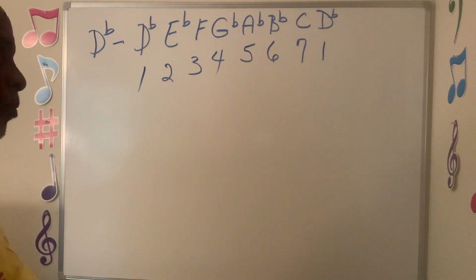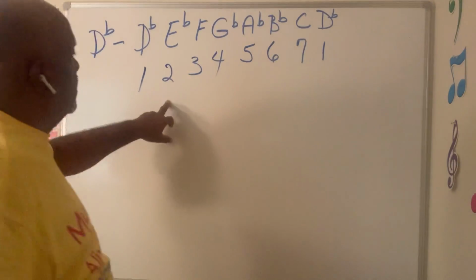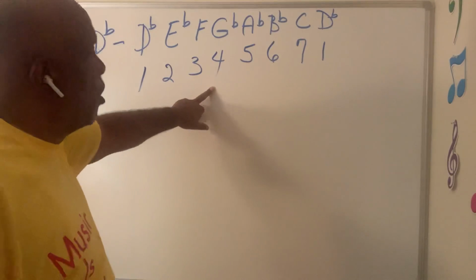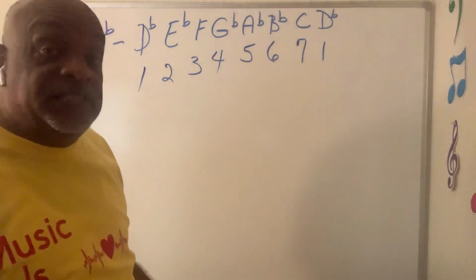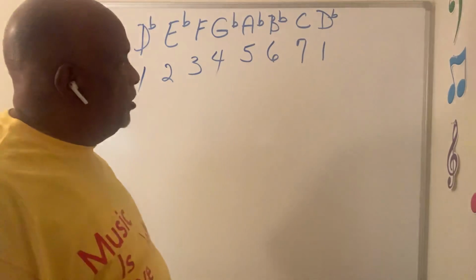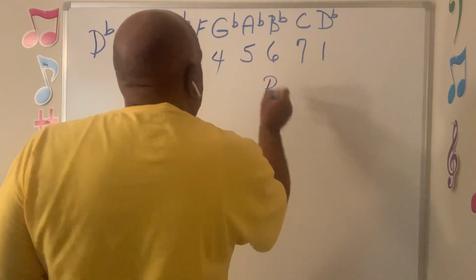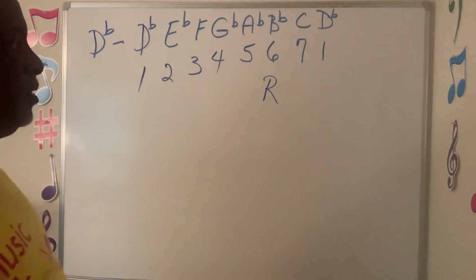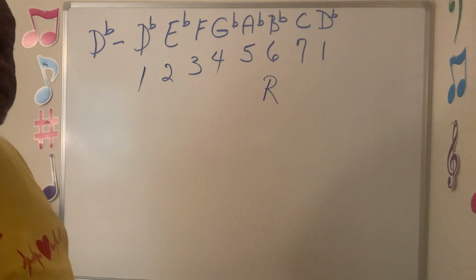Remember, the formula for finding the relative minor is go up 6. Let's see. D flat 1, E flat 2, F 3, G flat 4, A flat 5. So the relative minor of the key of D flat is going to be what? B flat. B flat is going to be the relative minor of the key of D flat.